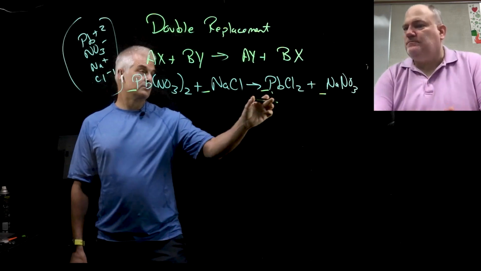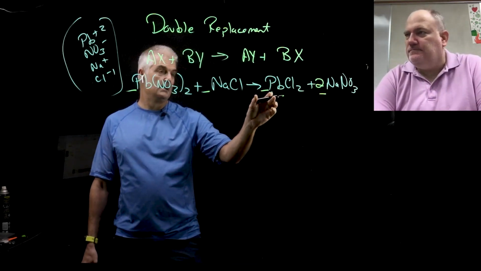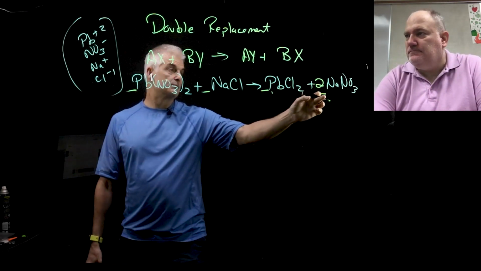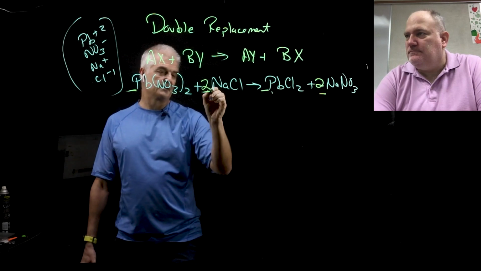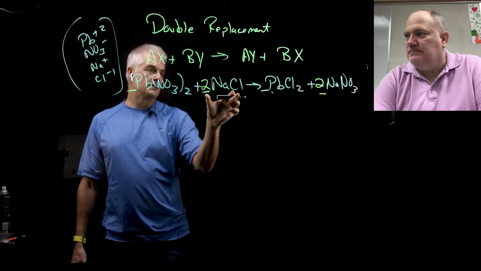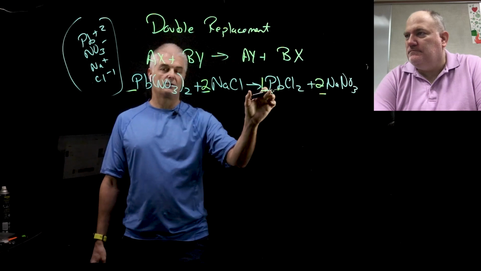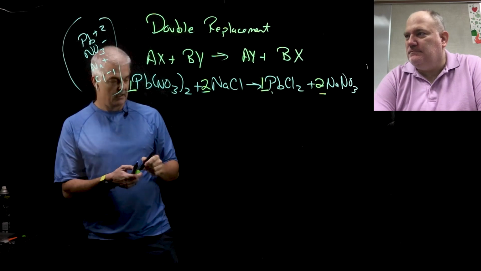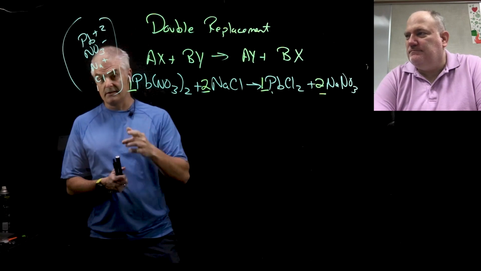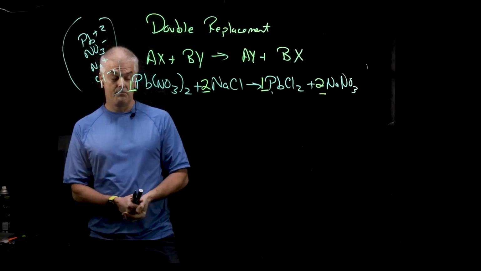My nitrates are 2. I'm going to fix it by putting 2 here. So that gives me 2 sodiums. I pop over here, give myself 2 sodiums, then I've got 2 chlorides. Look at that. 2 chlorides makes 2 chlorides. 1 lead makes 1 lead. That's the answer. All right, so that's a double replacement reaction. Hey, let's take a look at that, like an example.